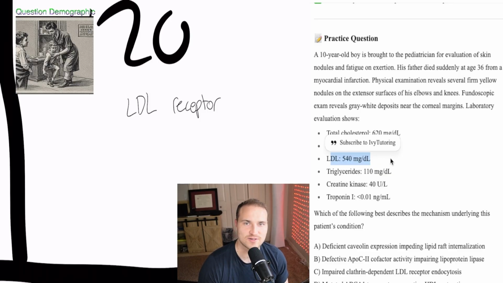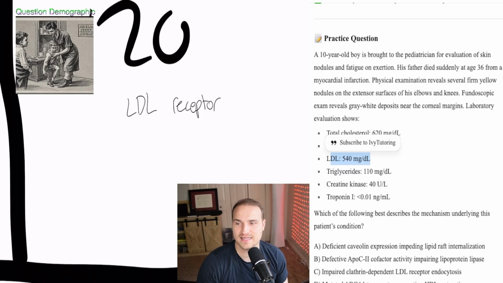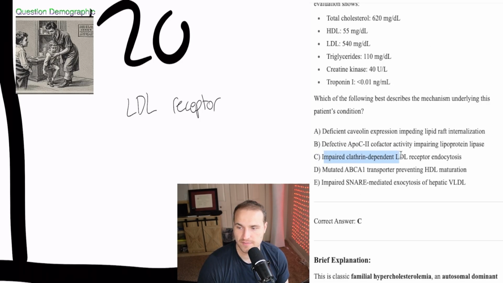Tendon xanthomas, like the Achilles and extensor tendons, and lipid deposition can also occur in the cornea, and premature cardiovascular symptoms, like chest pain, dyspnea, things like that. And so the answer is going to be the impaired clathrin-dependent LDL receptor endocytosis.